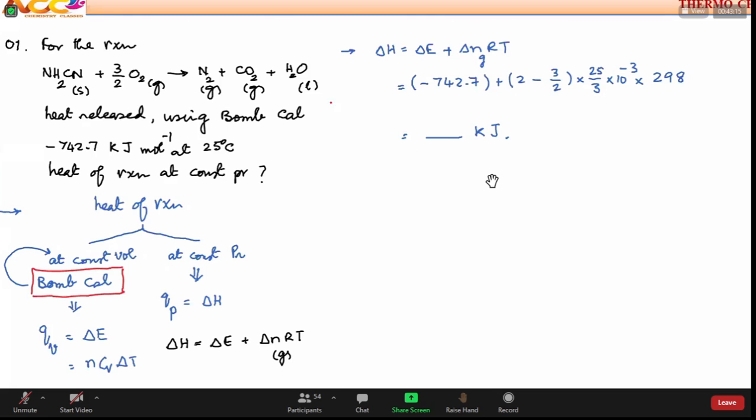Writing of all these things is not necessary. Getting the answer is important. Minus 740.1.46 kilojoules. Very good, very good. Excellent. Raif Ahmed, Saidur Rahman, Abdul Wasir. Very nice. Done. Zaid. Excellent.